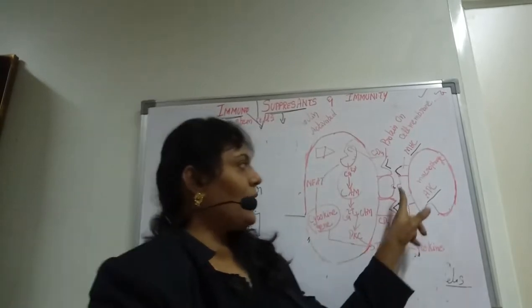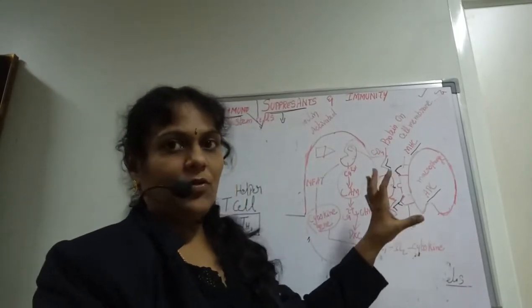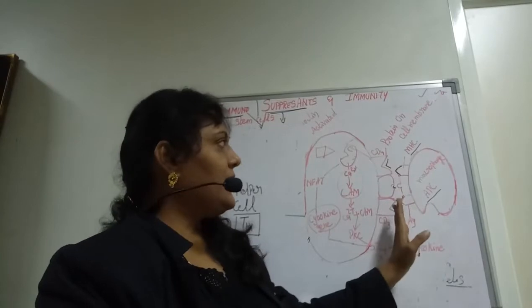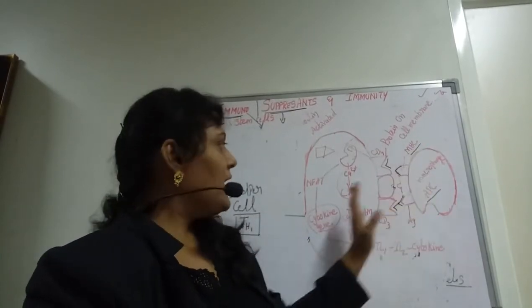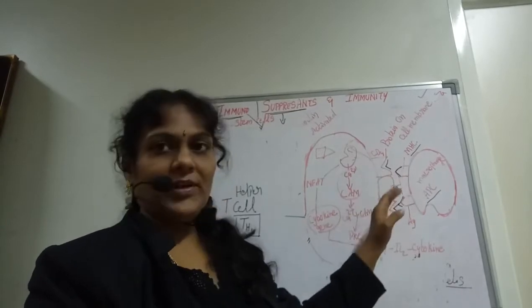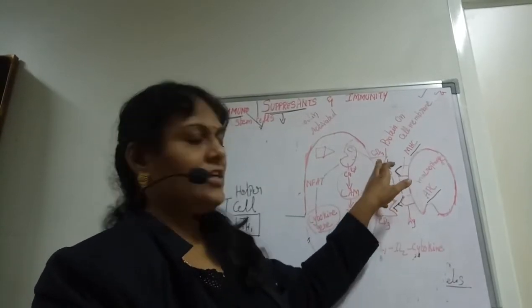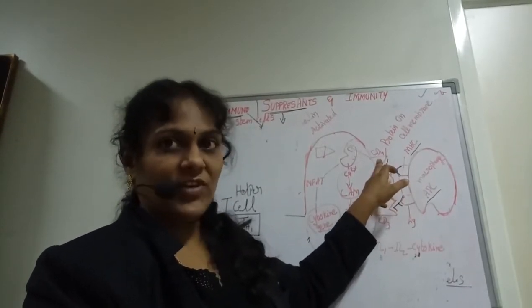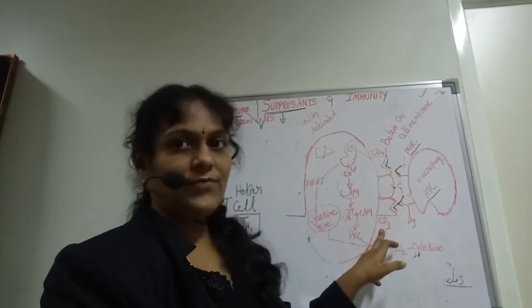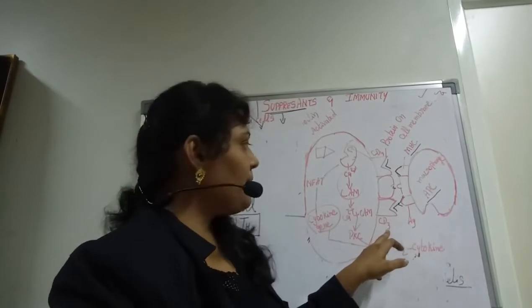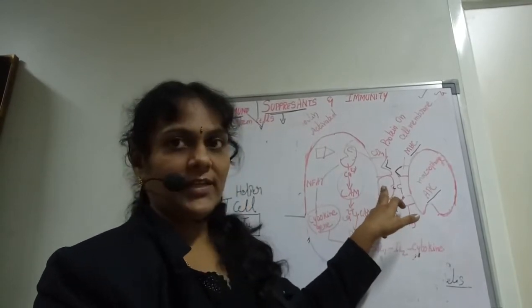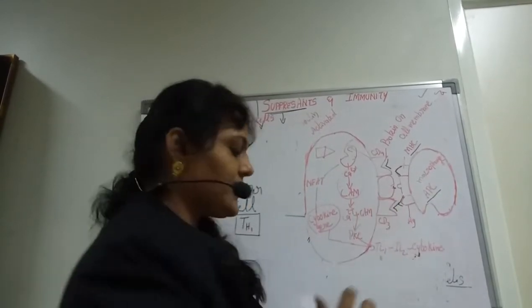As I said, you have different types of complexes on top of the APC, called MHC, the major histocompatibility complex. Also on the T cells you have different types of proteins called CD4, cluster of differentiation 4, and CD3, cluster of differentiation 3, and also the T cell receptor.